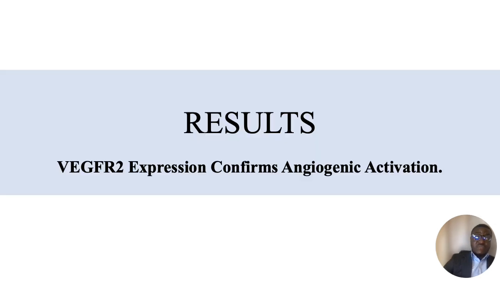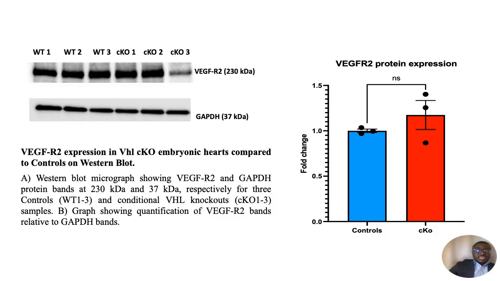Also looking at the results of the VEGF-R2, both the protein levels of VEGF-R2 and the mRNA support the concept that hypoxia activates a broader angiogenic program. From this result, you can see that VEGF-R2 is being upregulated, which complements the HIF1 alpha stabilization observed in the VHL knockout heart, forming a coherent narrative that hypoxia initiates a cascade of pro-angiogenic signals.